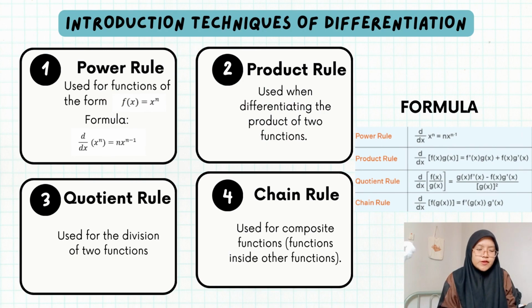Introduction to techniques of differentiation. First, we have the power rule, used for functions of the form f(x) equals x to the power n. Second, we have the product rule, used when differentiating the product of two functions. Third, we have the quotient rule, used for the division of two functions. And lastly, the chain rule, used for composite functions, like a function inside another function. You can see the formulas on the right side.